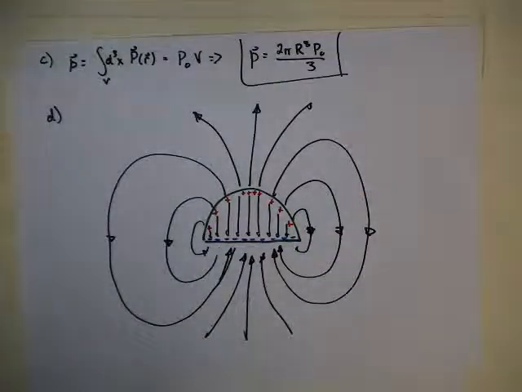And this should make sense because this looks like a dipole field, and that's what we calculated above, the dipole moment. And so again, unless you have multiple parts with multiple different polarizations, or you have a non-uniform polarization, in general your field will look like a dipole field. There you go.